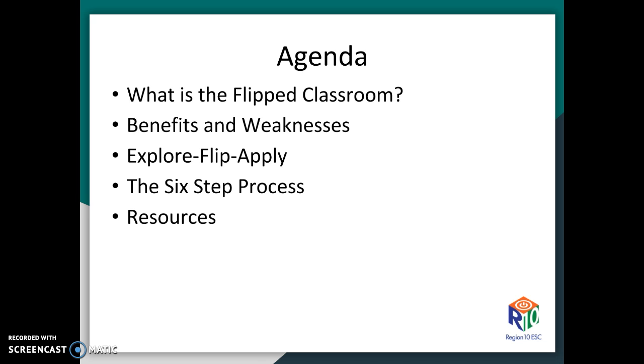We will look at benefits and weaknesses of this model and be very open and transparent regarding those benefits and weaknesses. We will read some articles. I'll give you what we might call sort of like homework. Just an article to choose and review. Some explore, flip, reply, or apply, and that will give you a chance to go through the process. We will go through a 6-step process and discuss resources.